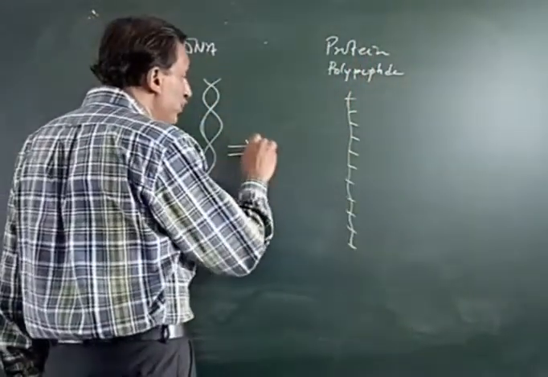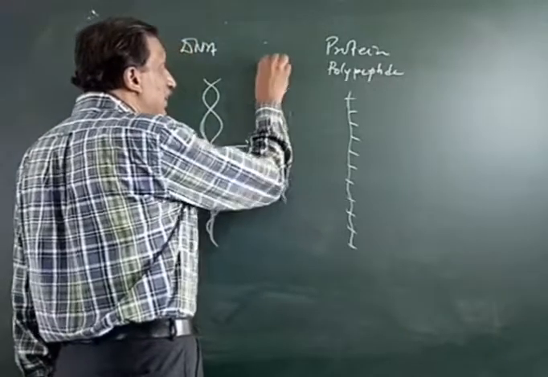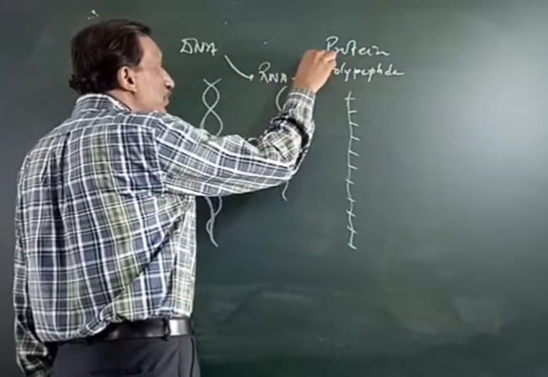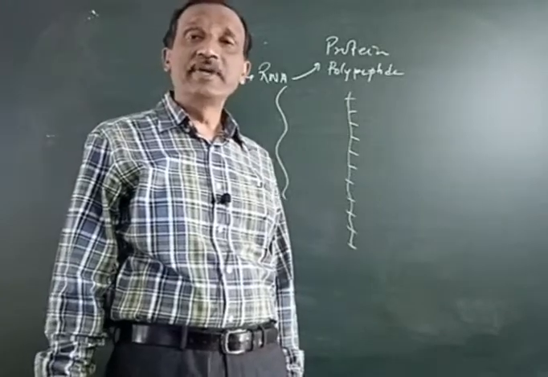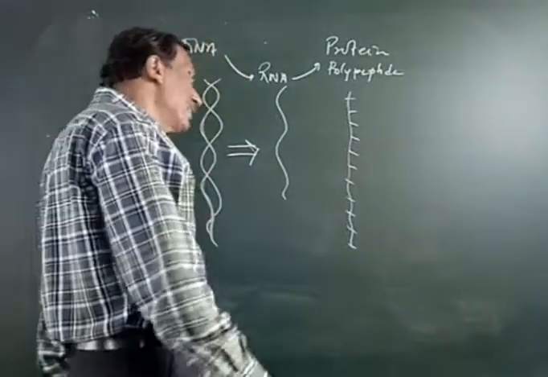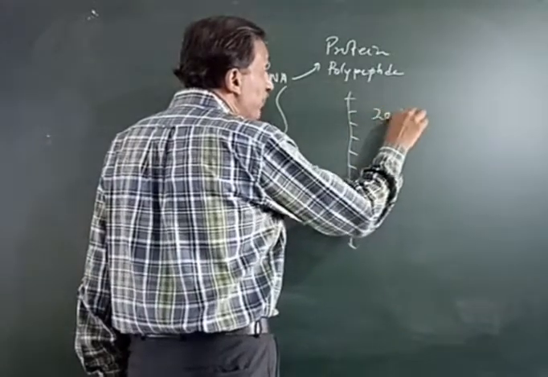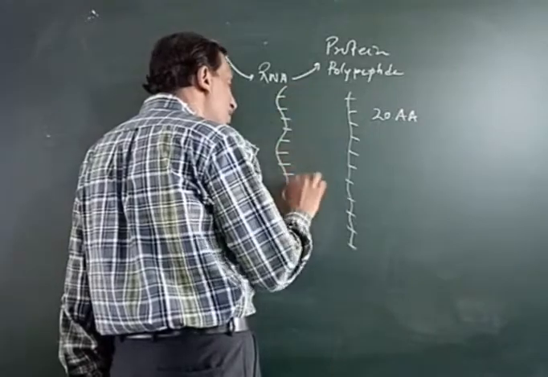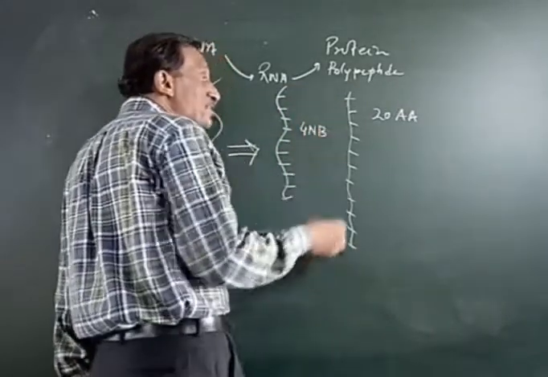Then later on they came to know that another species of nucleic acid is there, that is called RNA. So it works in this way, that is the central dogma: DNA makes RNA and RNA makes protein. But again the question is that there are 20 different kinds of amino acids, but the RNA has only 4 kinds of nitrogen bases. It is something like that.